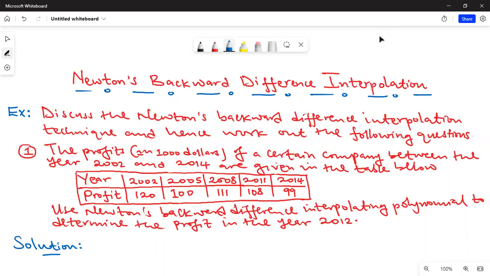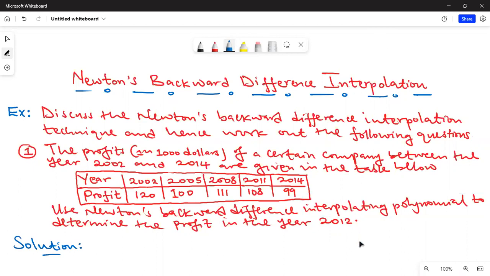Today we are going to look at Newton's backward difference interpolation technique. We are given this question. We are asked to discuss the Newton's backward difference interpolation technique and hence work out the following questions.